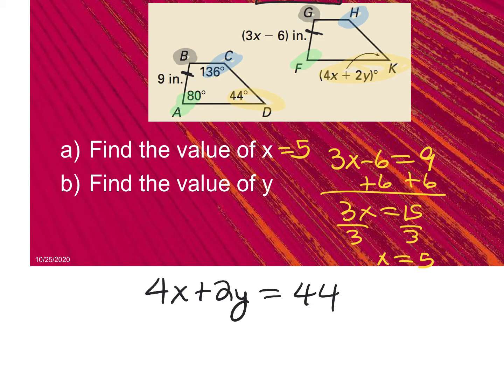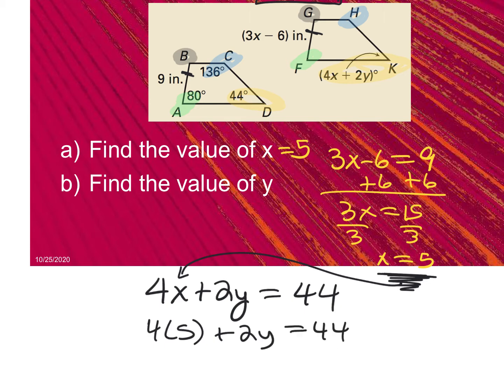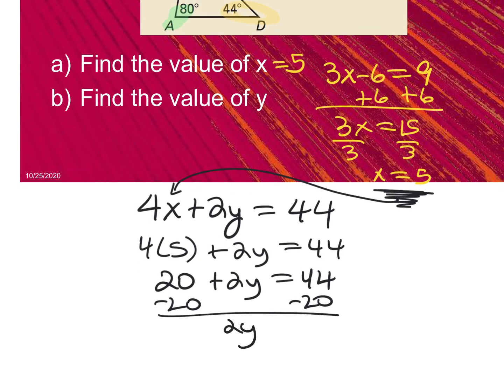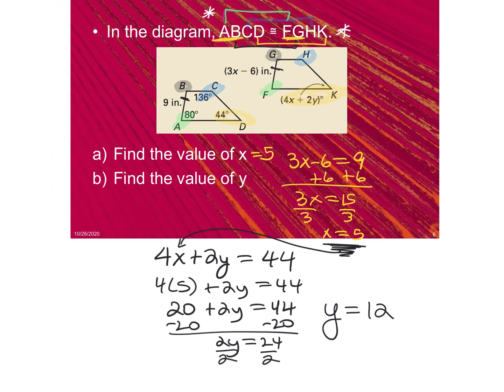Now, I've got two variables, but I just found the value of X, so I'm going to plug that in here. So I'm going to do 4 times 5 plus 2y equals 44. I'm going to get 20. And now I can just move the 20 and divide by 2. So 2y is going to equal 24, divide by 2, and y equals 12. So again, you're going to look at the statement that they give you to see what matches.